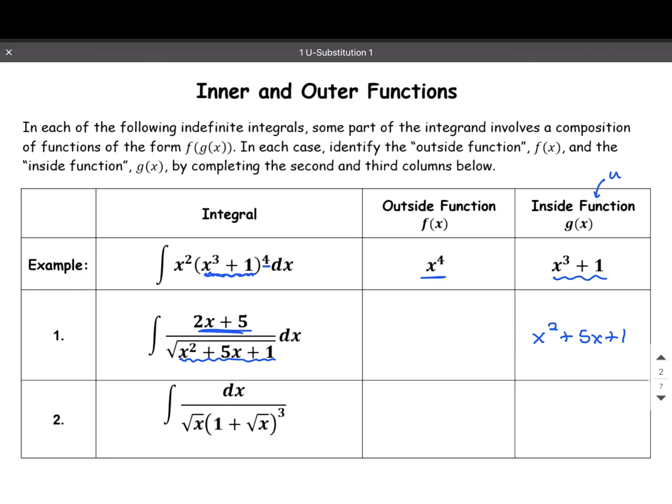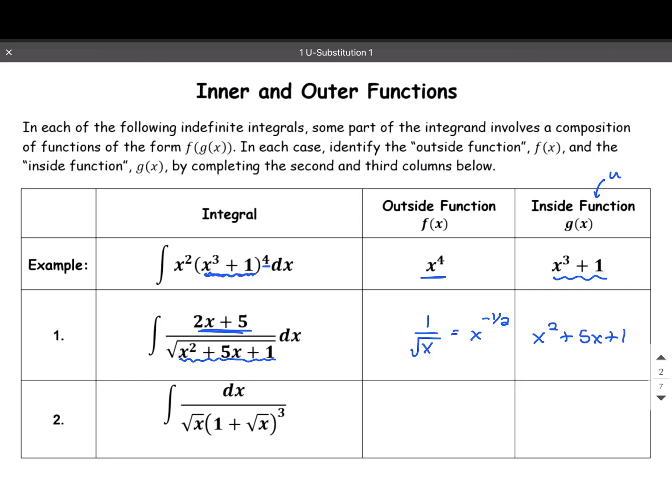But what function did we plug that into? Well, it's in the denominator, and it's also under a square root. So that will be the function 1 over the square root of x, or x to the negative 1/2. Probably easier to take the antiderivative if we write it as x to the negative 1/2. Let's look at another one.